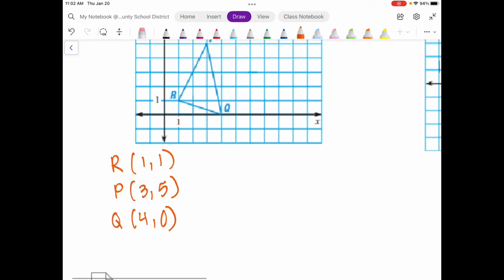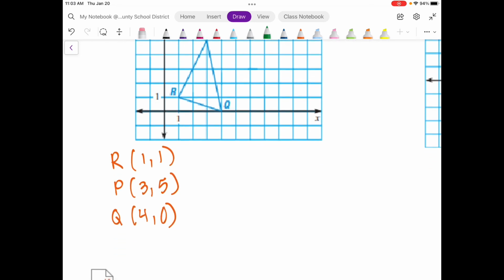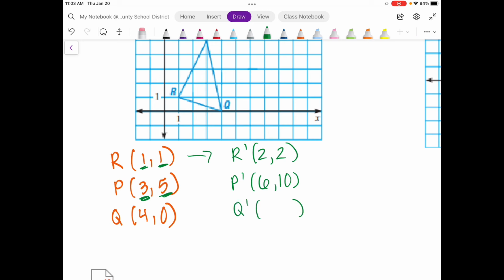Everything. So that's going to create a new point. This is going to create a new R prime. If I multiply 1 times 2, I get 2. And 1 times 2, I get 2. For P, 3 times 2 is 6. 5 times 2 is 10. And for Q, 4 times 2 is 8. 0 times 2 is 0.